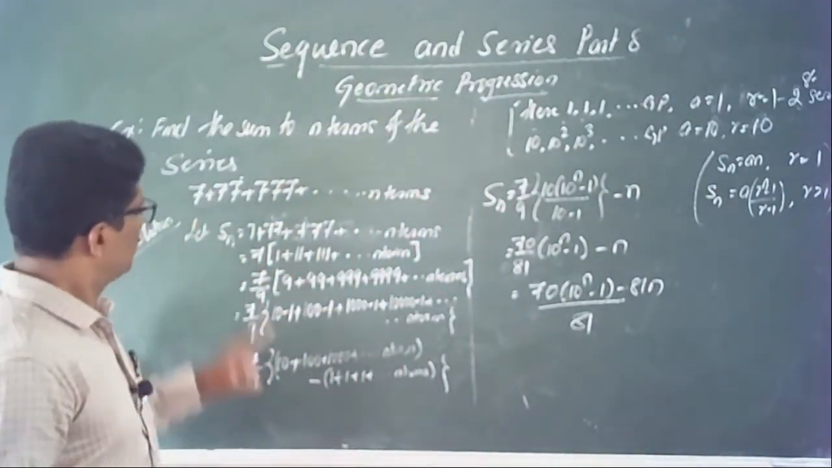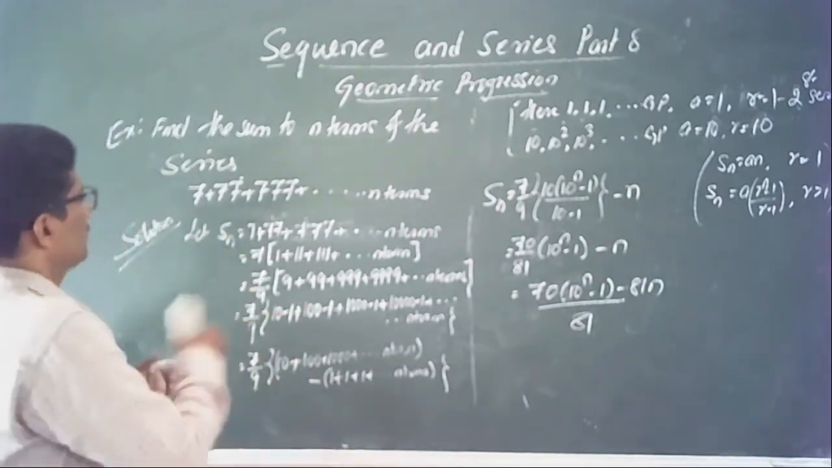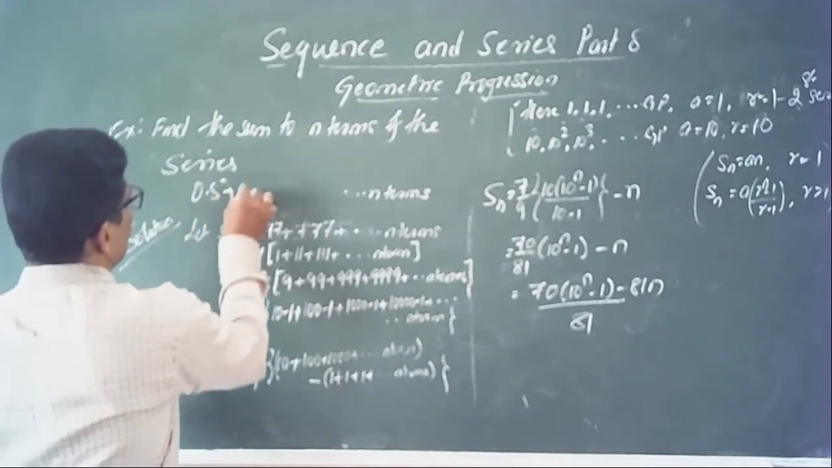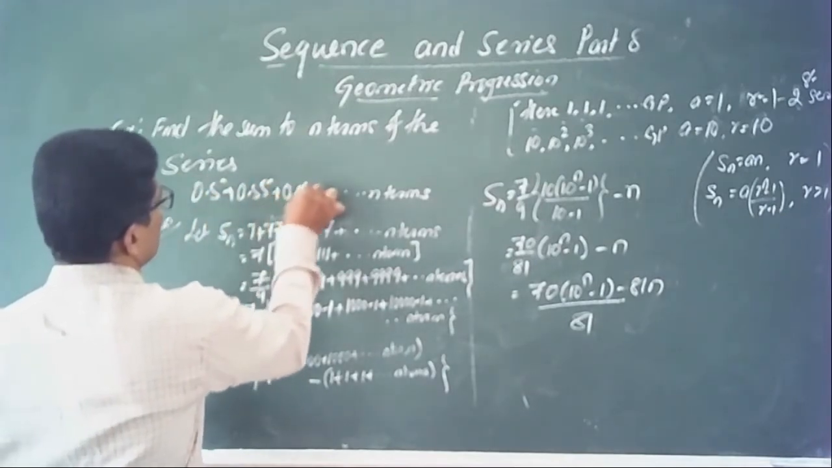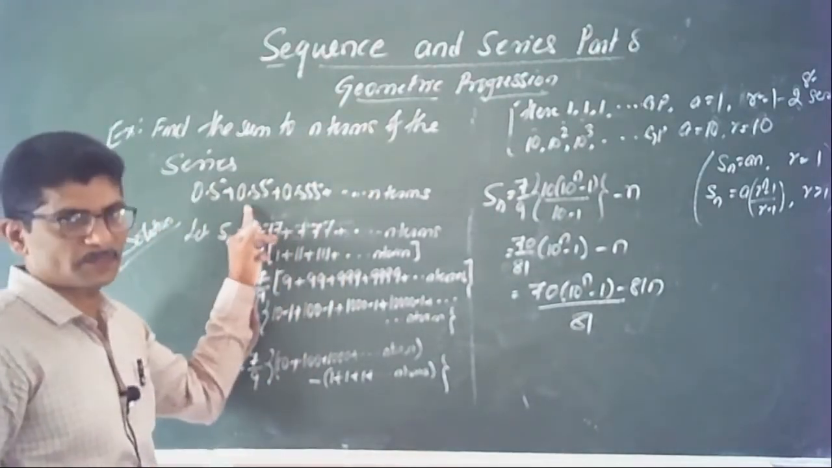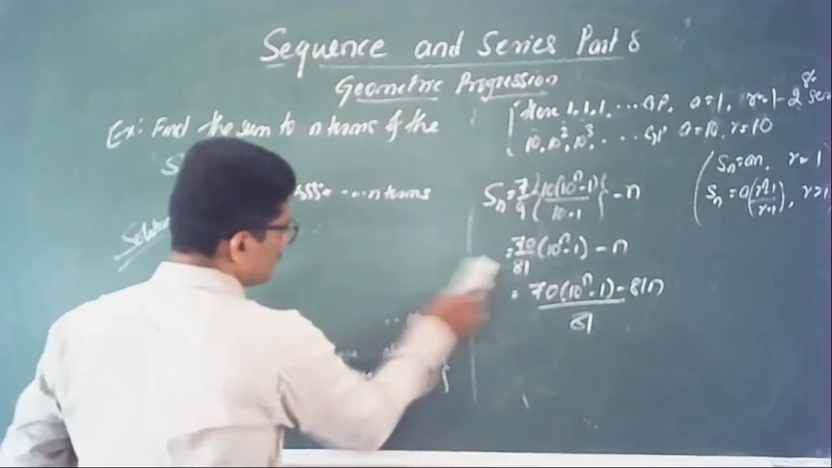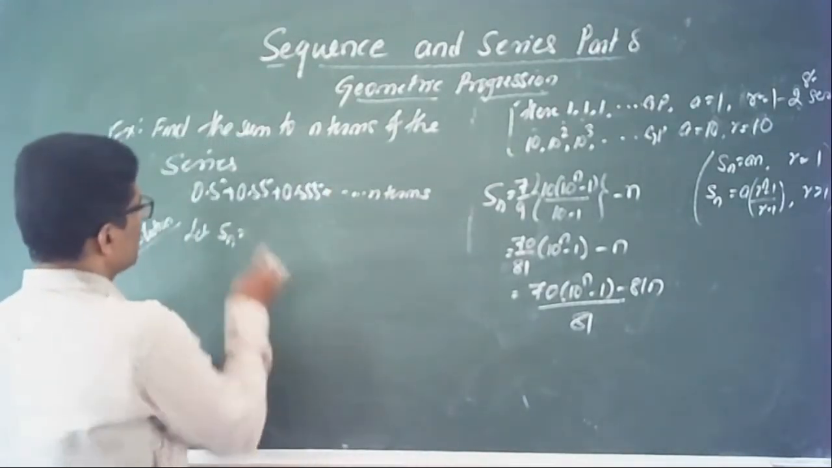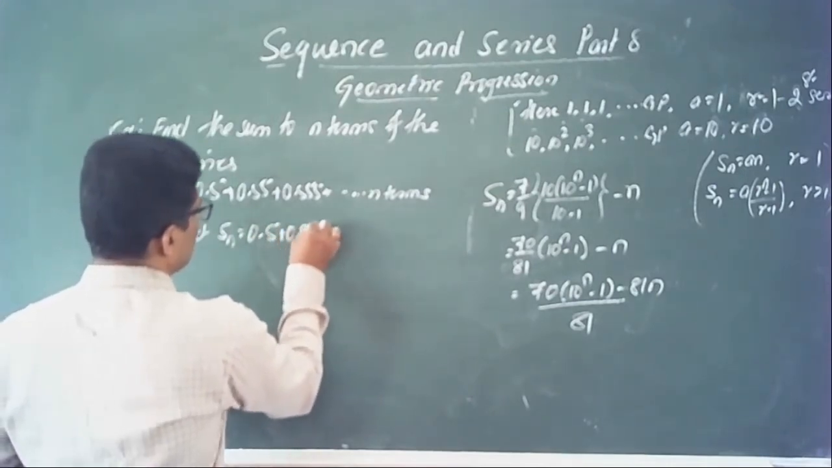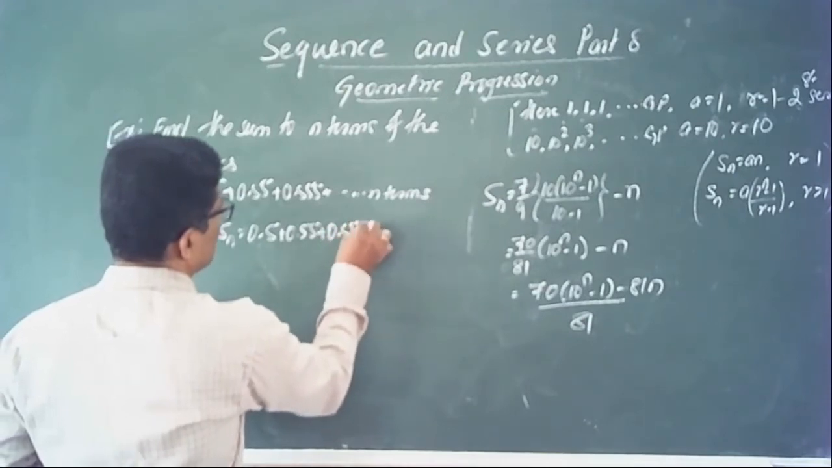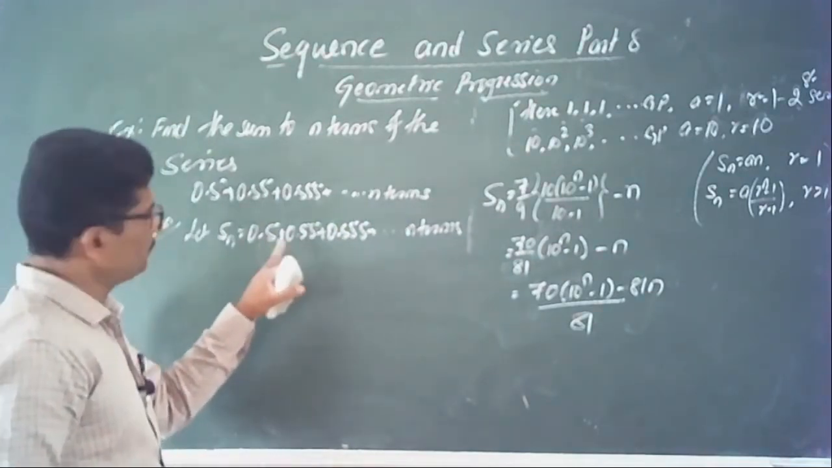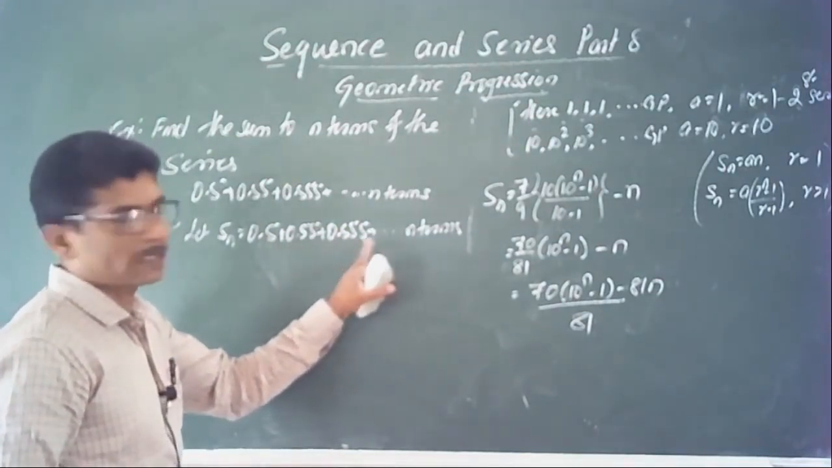Here in a similar way, suppose it is given that 0.5 plus 0.55 plus 0.555 up to n terms. Find the sum of the series. Here also Sn is the given sequence or series, the sum of the nth term of the series 0.5 plus 0.55 plus 0.555 up to n terms. It is clear?